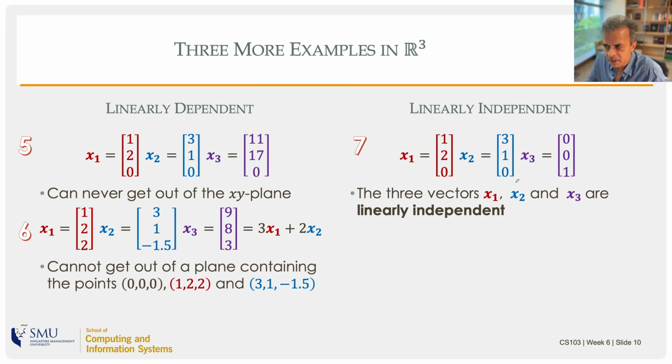If you don't quite believe me, just put these 3 vectors as columns of a matrix and do Gaussian elimination. So 1, 2, 0 in the first column. This is going to be my first row. Scale the first row by 2.